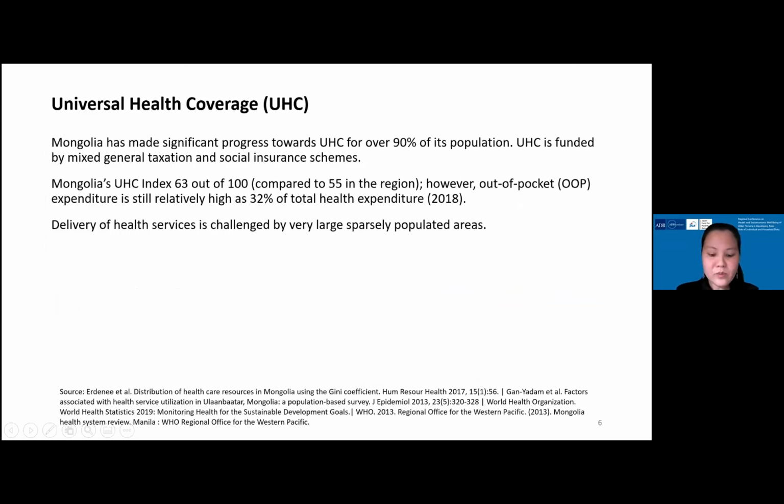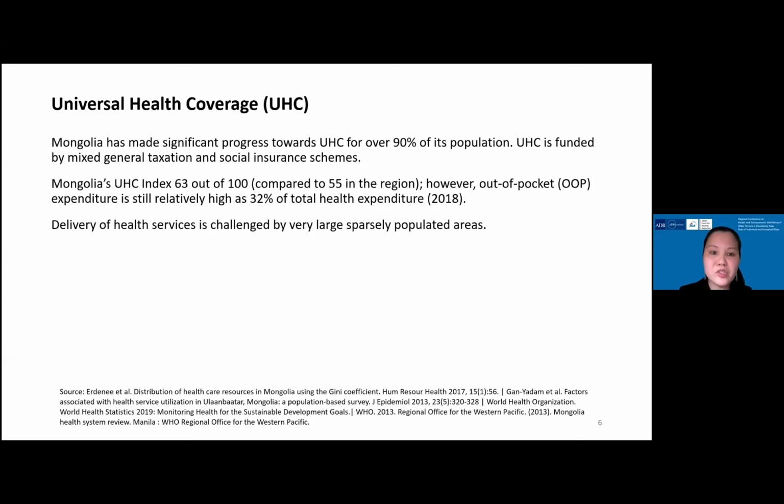So Mongolia is one of the countries that has made really significant progress toward UHC, which now covers over 90% of the population, funded by general taxation as well as social insurance schemes. Despite having quite complete UHC, out-of-pocket expenditure is still really high, almost 32% of the total health expenditure.